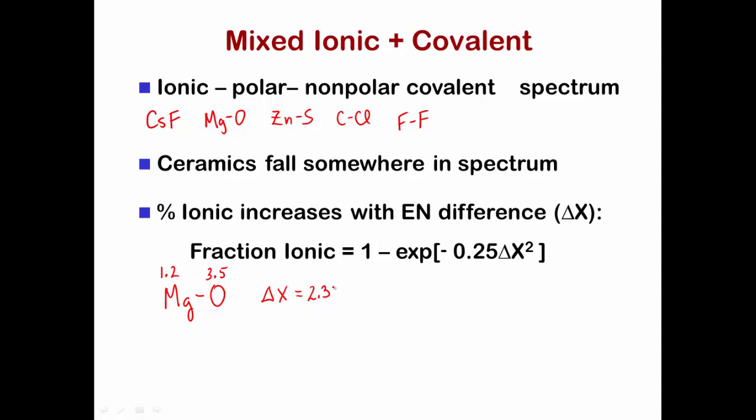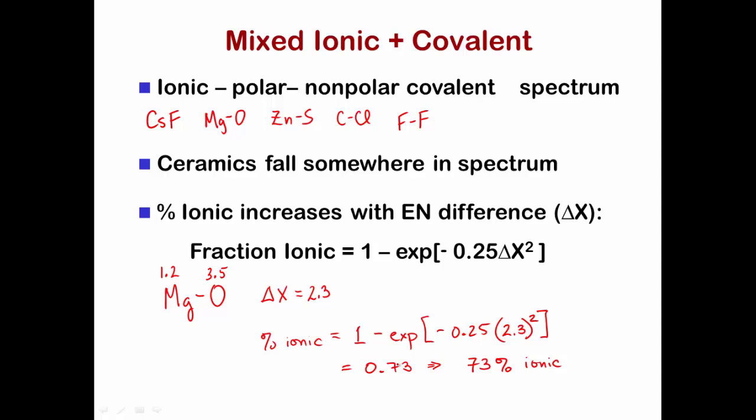As indicated in the equation above, we can then calculate the percent ionic character in the bond by taking 1 minus the exponent of negative 0.25 times the electronegativity difference of 2.3 squared, and then of course converting this to a percentage. So we then get a value of 0.73, or in other words, 73% ionic, 27% covalent. So primarily ionic bonding, but with a slight covalent character.